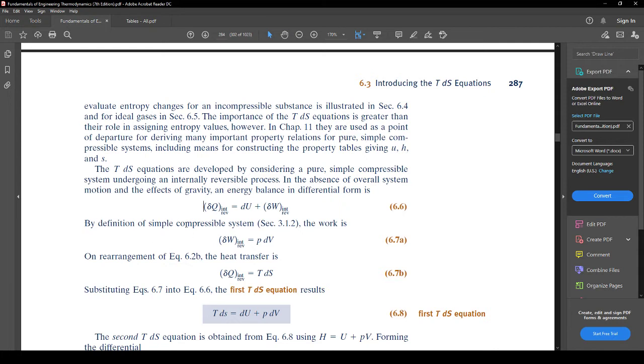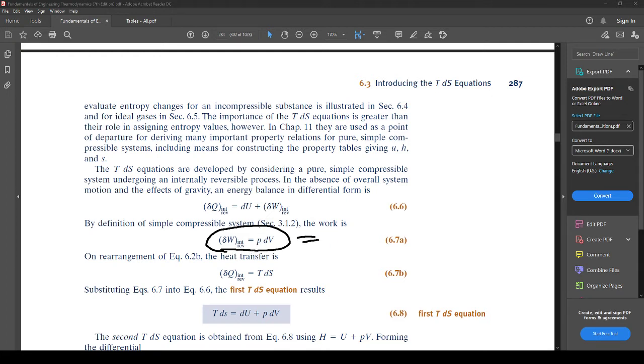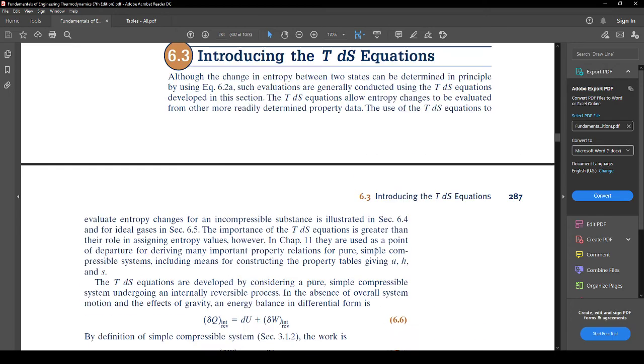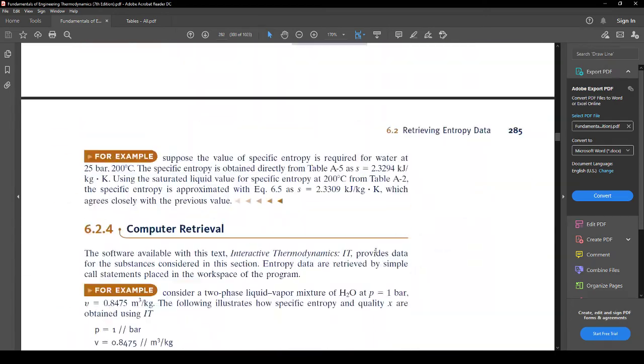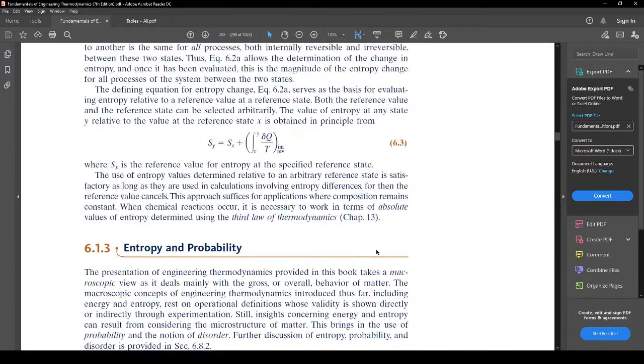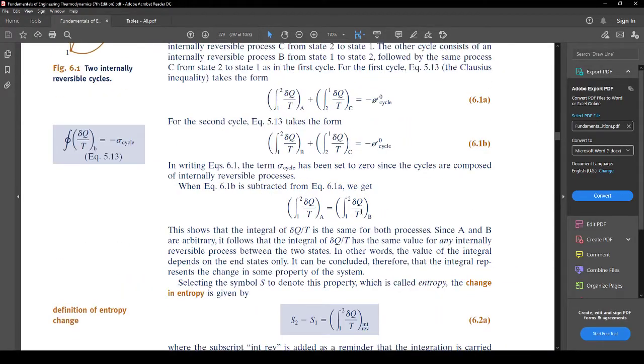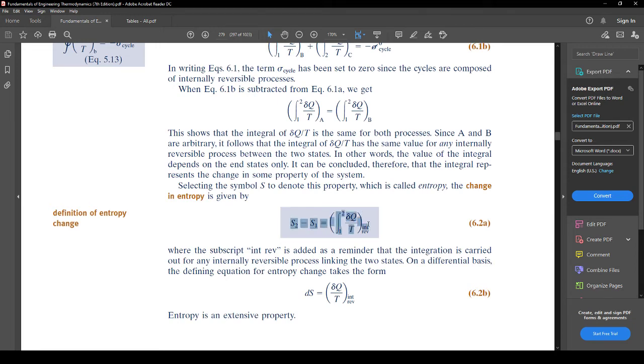It says, by definition of simple compressible systems, section 3.12, the work is then equal to this. If you guys remember, delta W is equal to PdV, right? That's a relationship we learned a very, very long time ago, where it's just pressure times the change in volume, or dV. And then it says, on a rearrangement of equation 6.2b, the heat transfer is delta Q equal to TdS. So 6.2 was way back here. We looked at this one already. I just want to make sure you know where it's coming from. It was one of the very first things that we did. So it was this right here.